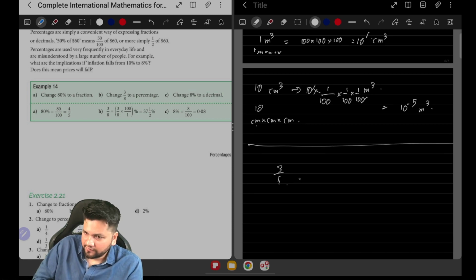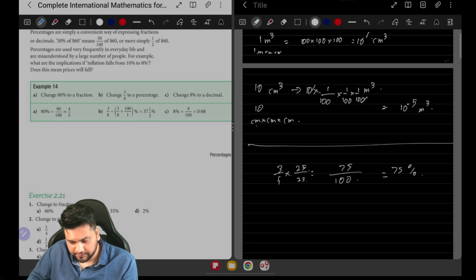So 3 by 4, if I want to convert that into percentage, I'll have to multiply this by 25 because I want per century. Just like in rationalizing, we multiply numerator and denominator by a certain number, here also we'll multiply this by 25 to get 100. But you cannot multiply randomly, so I'll multiply the numerator also by 25 to get 75, and that is nothing but 75 per century or 75%.